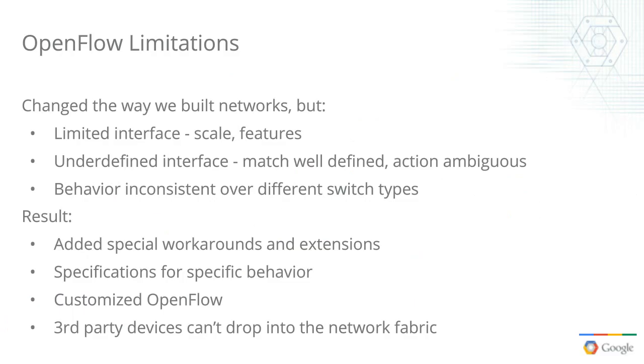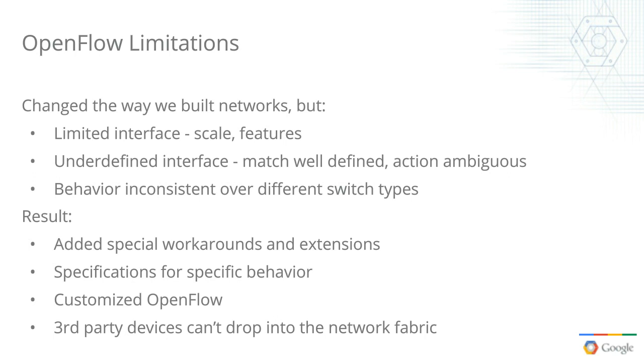So OpenFlow changed the way we built networks, but there were limitations. We no longer had a fully proprietary solution, which was a good thing, but OpenFlow's limited interfaces required us to do some special things. We needed to scale, we needed special features. As Nick mentioned, the interfaces into OpenFlow could be a bit ambiguous. While the matches were well defined, we couldn't always precisely describe what the actual impact would be of a programming action on the behavior of the network. This led to inconsistent behavior with different types of switches that we used to build our networks.